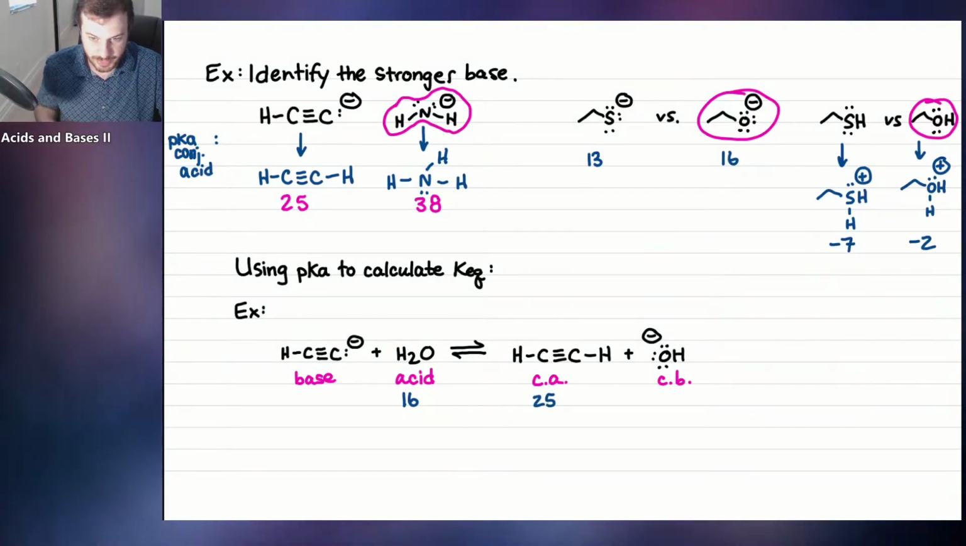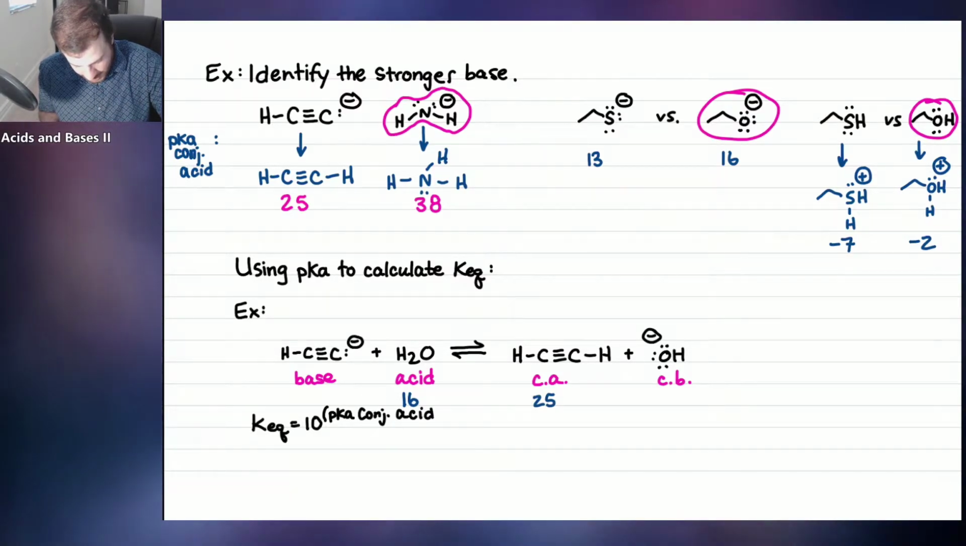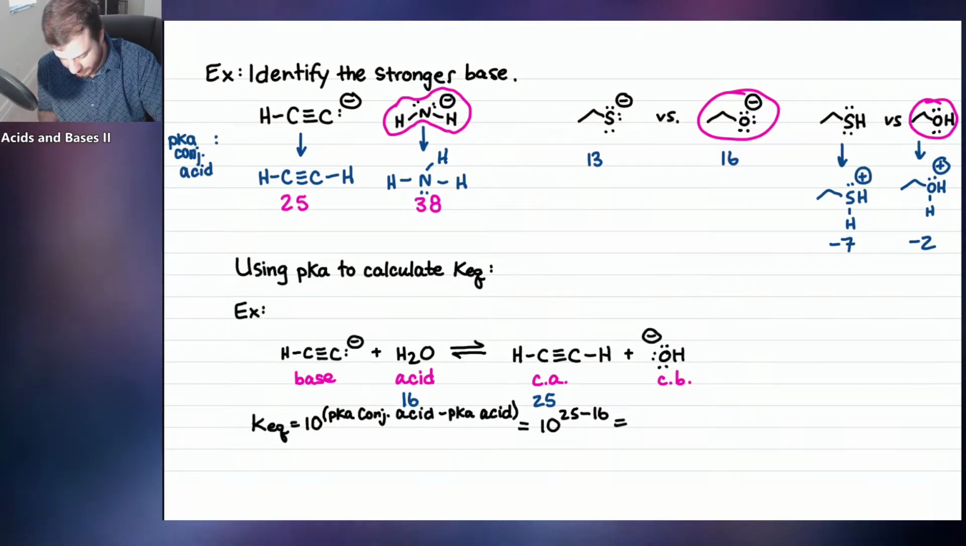All right. Now we can just simply calculate KEQ. You're going to laugh how easy this is. So KEQ equals 10 to the power of the pKa of conjugate acid minus pKa of acid. So if we do that math, we get 10 to the power of 25 minus 16, which is equal to 10 to the 9. Now, is that easy or what? Now, what does that tell us?